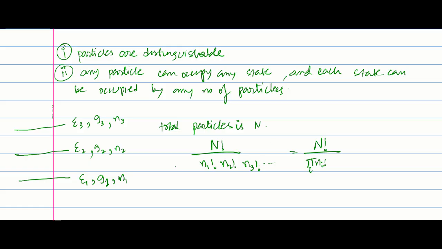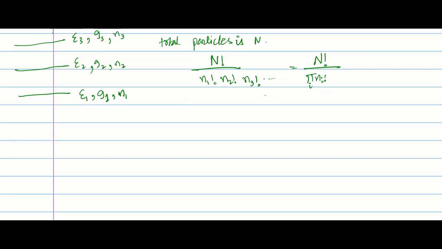Now each energy level E1 has degeneracy G1. So we can divide these n1 particles among these G1 levels. What does degeneracy mean? This E1 level can be divided into G1 number of levels, all of which have energy E1. And there are n1 particles to be divided into these G1 levels, right?